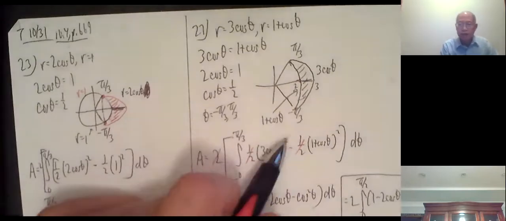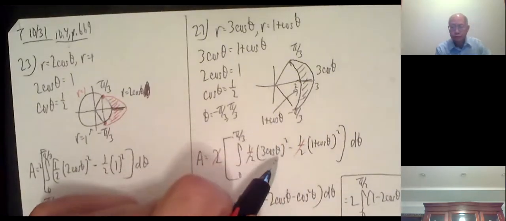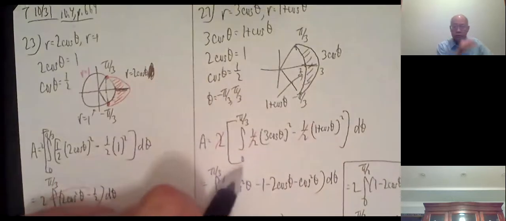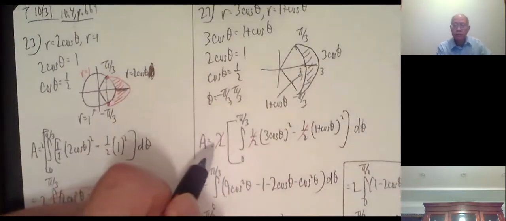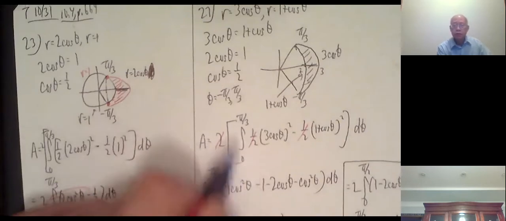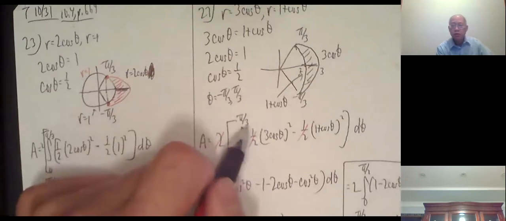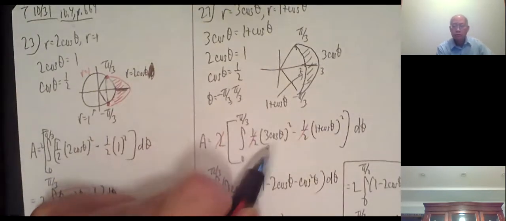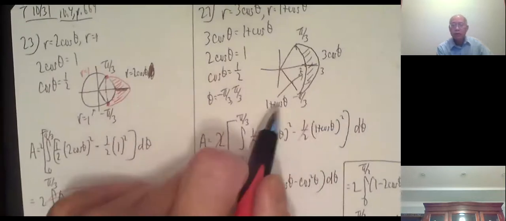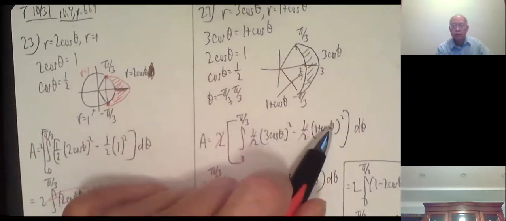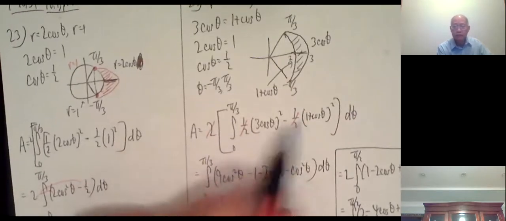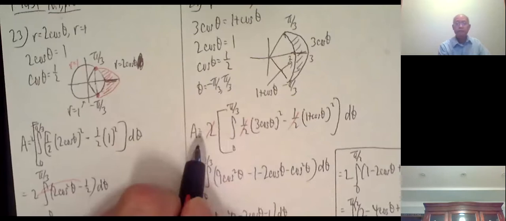It's upper minus lower, just like this one, upper minus lower. And again, I'll take advantage of symmetry. So instead of going from negative pi over 3 to pi over 3, 0 to pi over 3 multiplied by 2. So the integral from 0 to pi over 3, 1/2 big R squared, (3 cosine theta) squared, minus 1/2 little r squared, (1 plus cosine theta) squared. And very conveniently, the 2 cancels these halves. Factor out a half, it'll cancel the 2.